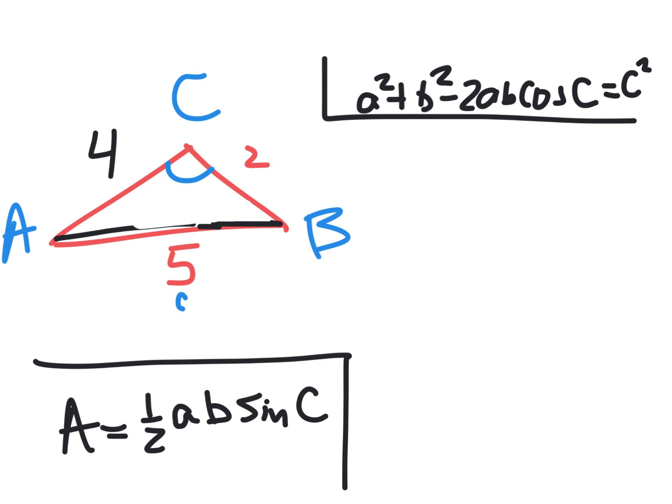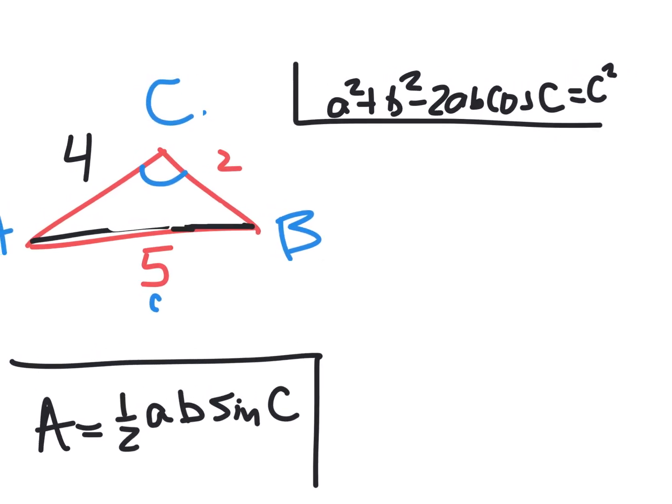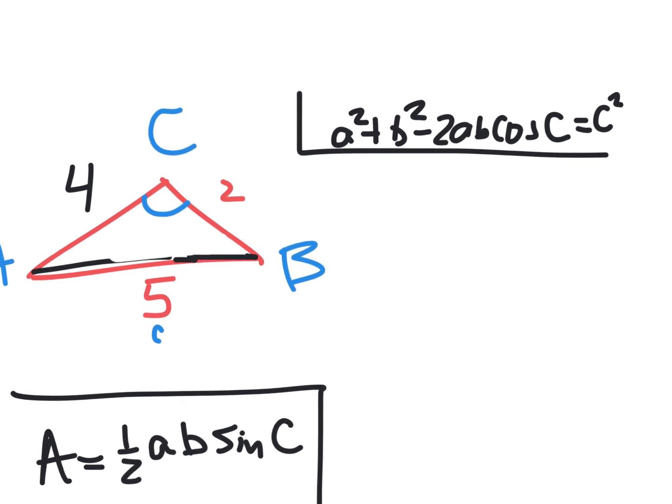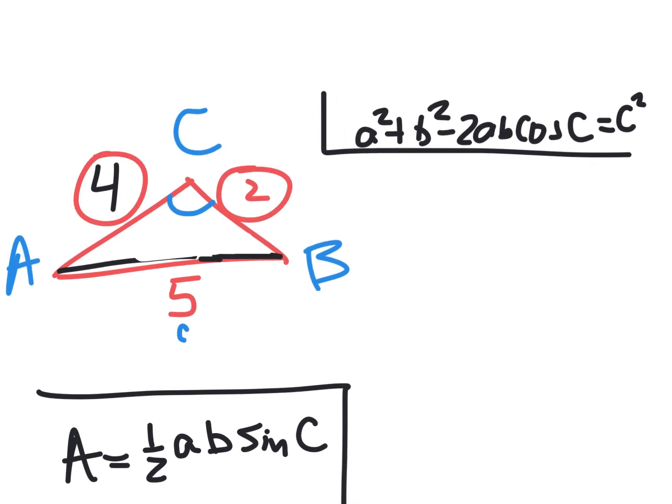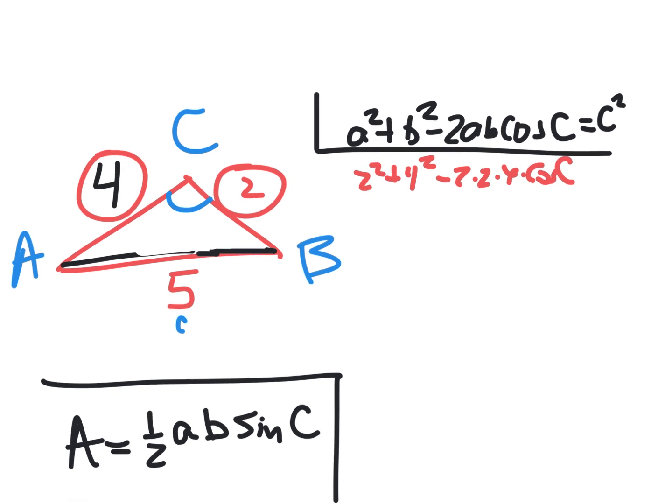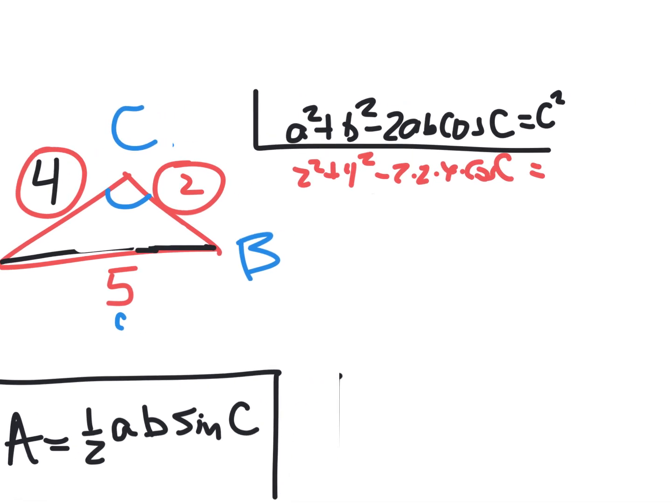Okay, so I'm not going to do the whole thing because, man, these take forever to do. But basically, you would put in your A and B, which in this case are 2 and 4. So you're going to do 2 squared plus 4 squared minus 2 times 4 times cosine of big C equals C squared. And we know C. C is 5, so that's 25. And then you do a bunch of solving and you get down to cosine of C is equal to some decimal, and you do inverse cosine, and then you have your answer.